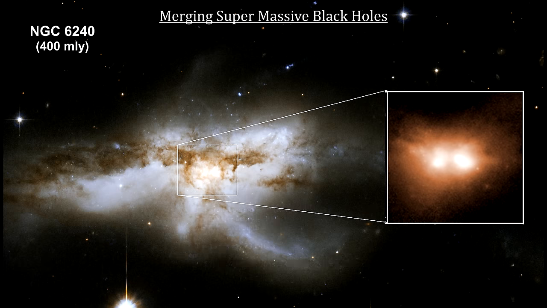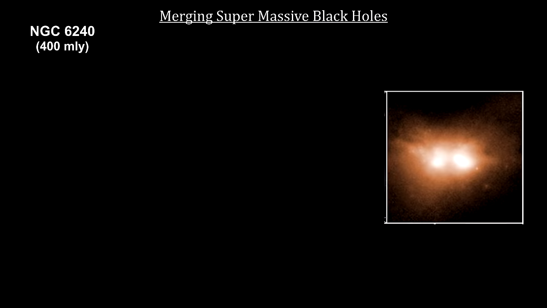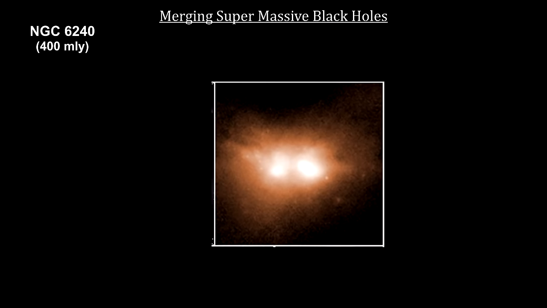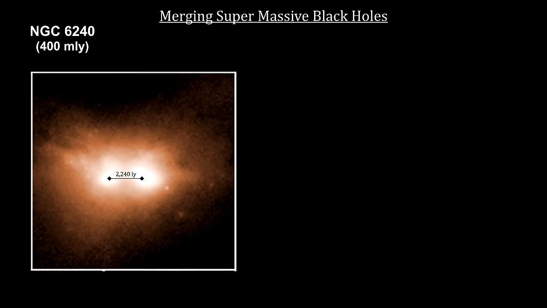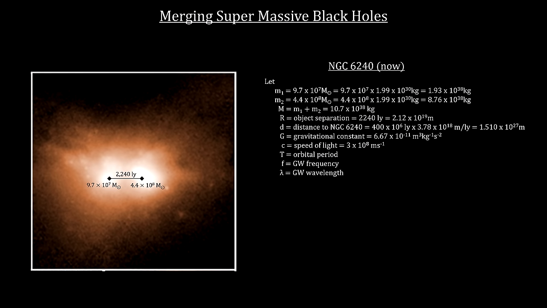For example, consider the 2 supermassive black holes at the center of NGC 6240 that we covered earlier. It's 400 million light years away, orbiting each other 2,240 light years apart. One is 97 million times the mass of our Sun. The other is 440 million times the mass of our Sun.